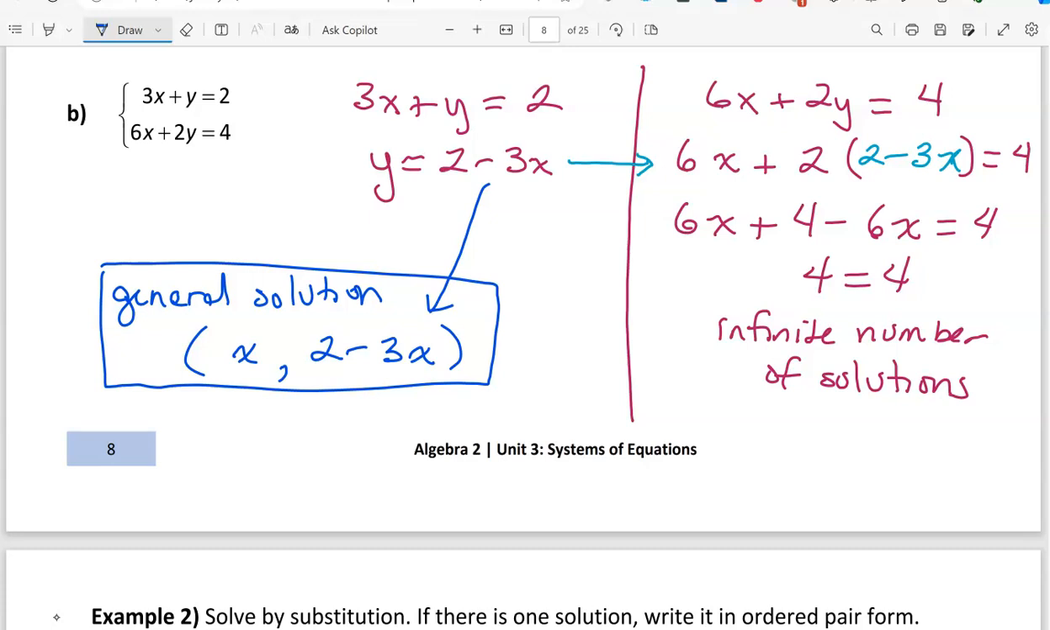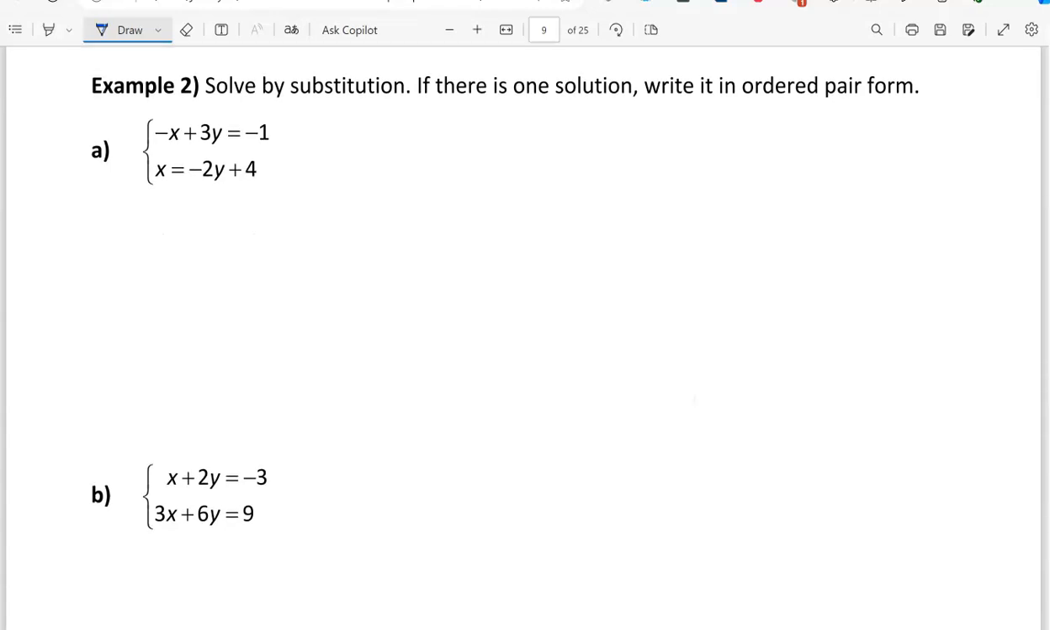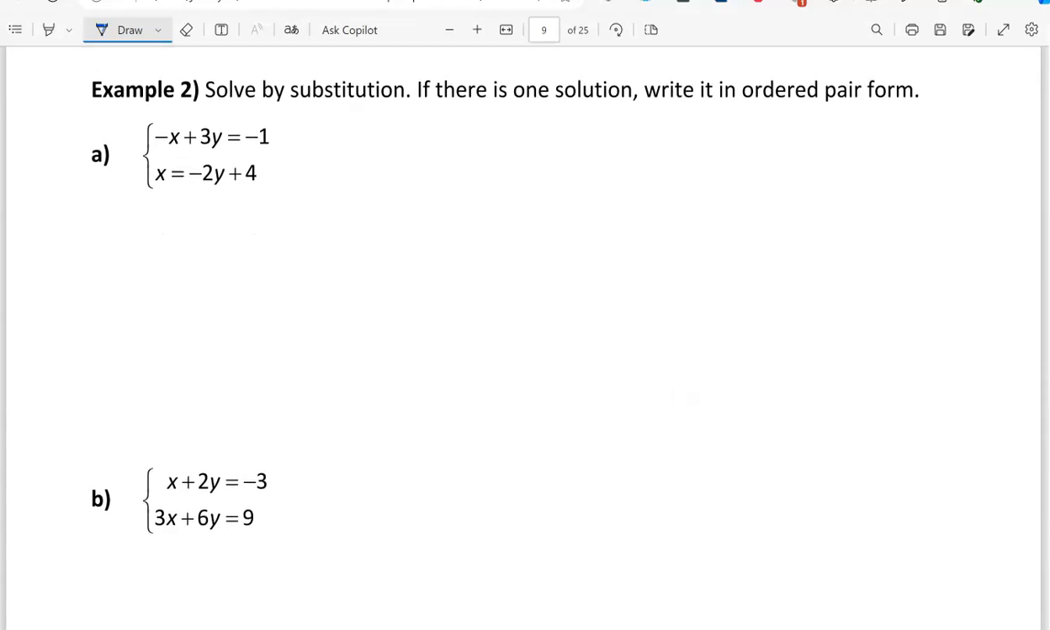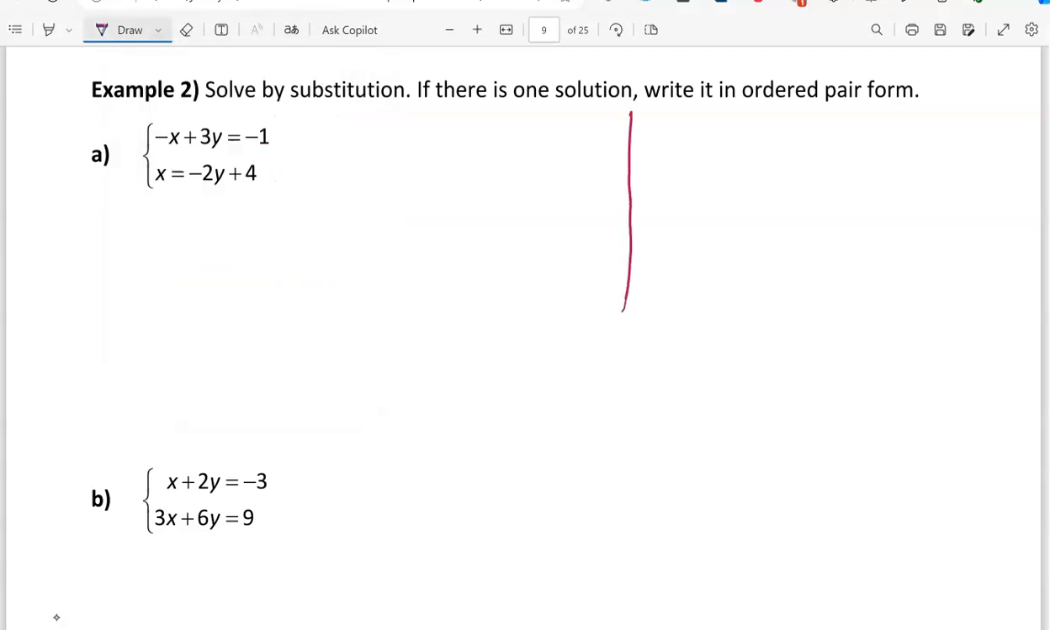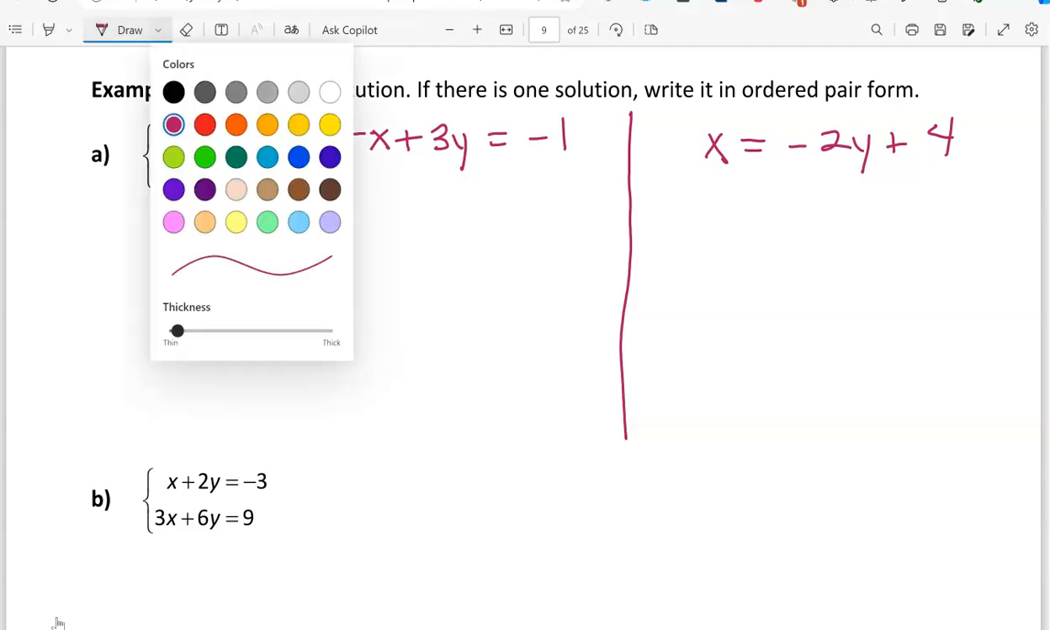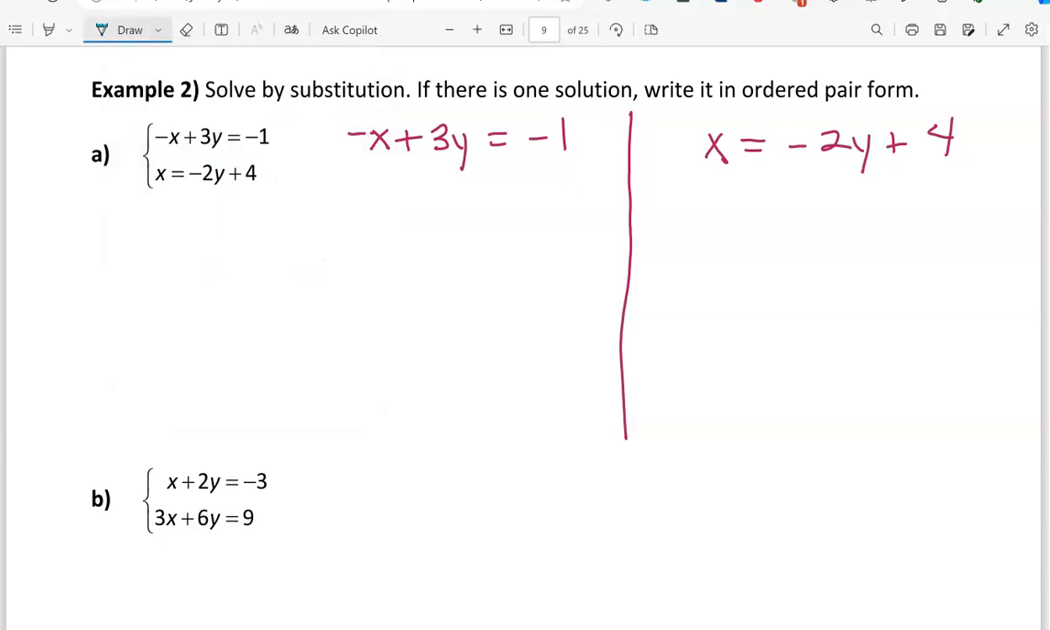All right, in example 2, we're going to solve a few more systems by substitution. And remember, you can follow that 2-column approach to keep things organized. We have negative x plus 3y is equal to negative 1 as one of our equations, and the other is x is equal to negative 2y plus 4. When we do the substitution method, the first thing we have to ask ourselves is, is it possible to solve one of the equations for one of the variables?